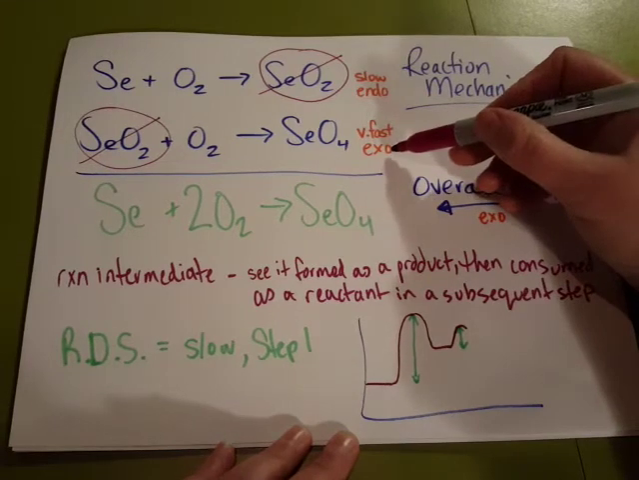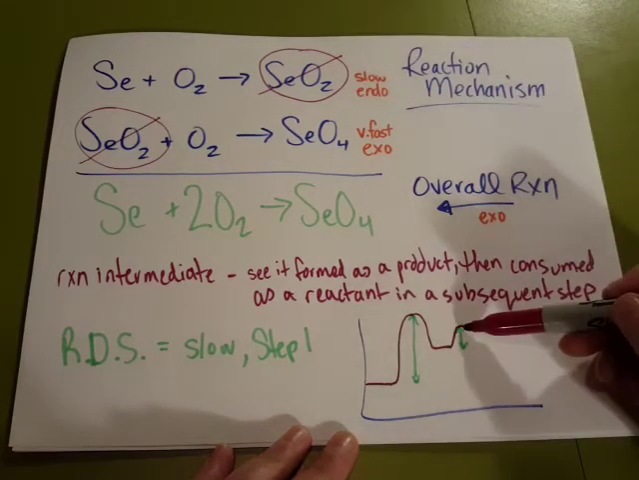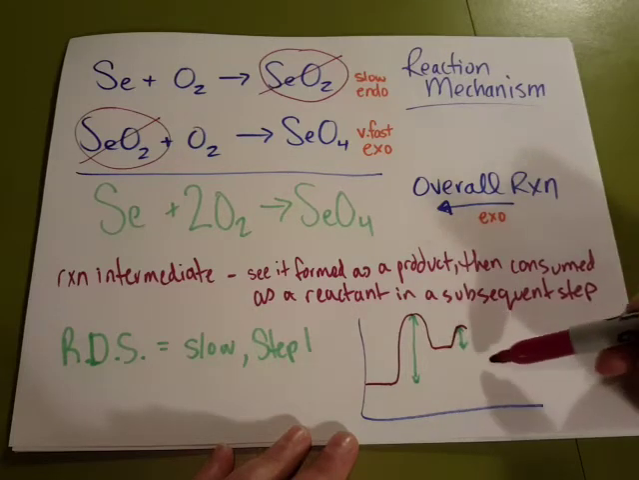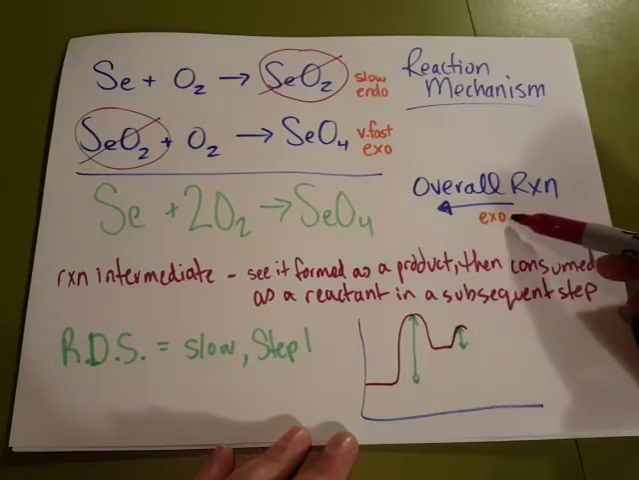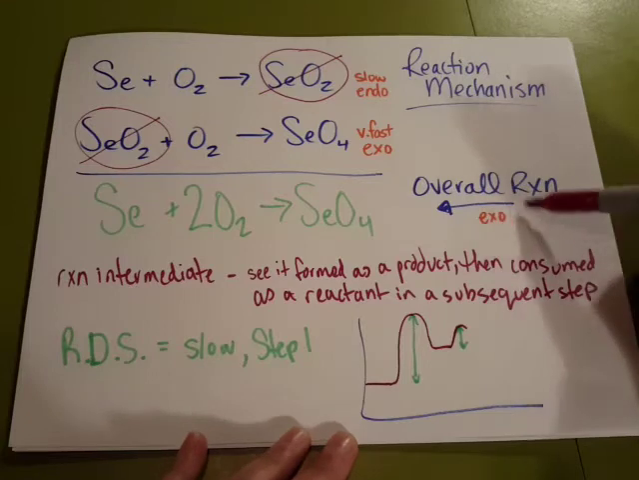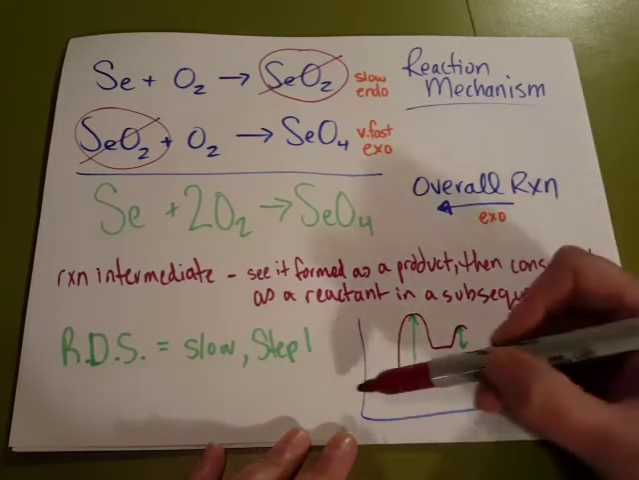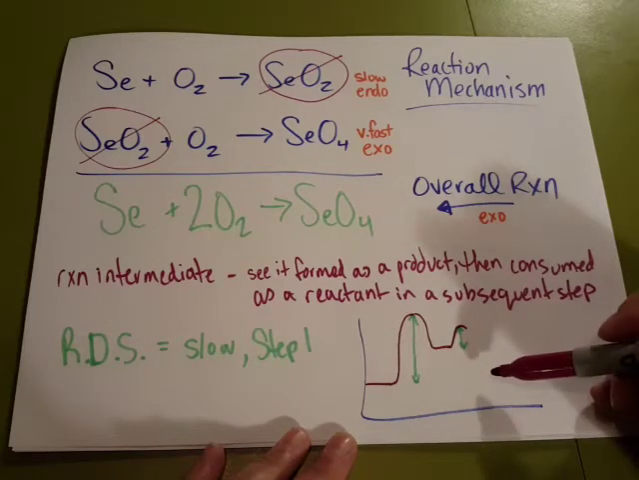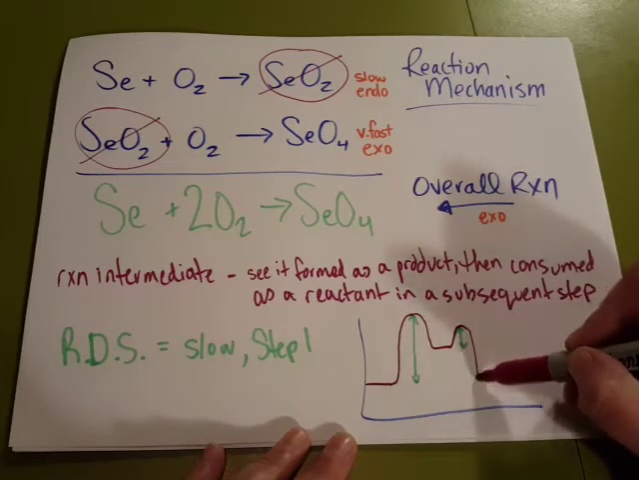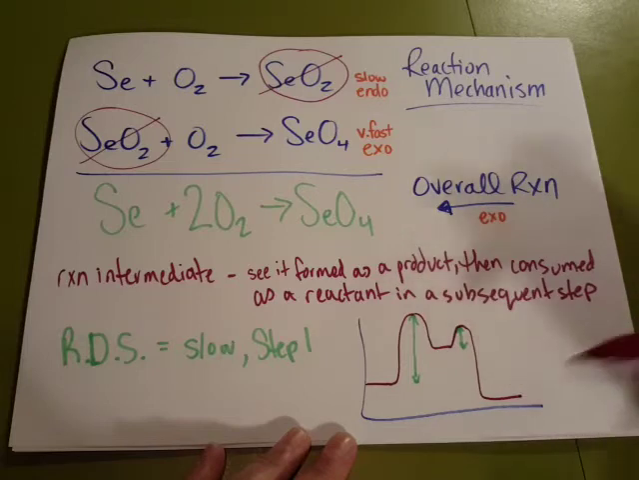Now, this is saying exothermic. So by exothermic, we can bring this down below where the reactants were. And overall, this reaction is supposed to be exothermic, which means relative to where it actually began in the first place. So we can actually bring this all the way down here.